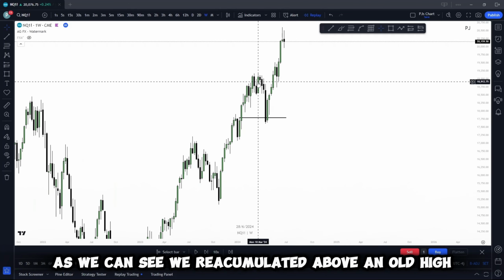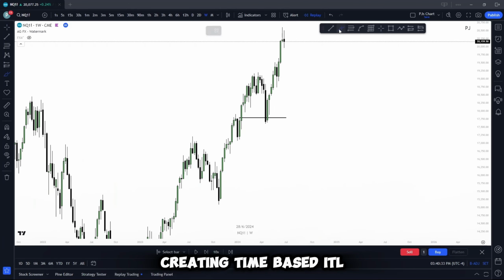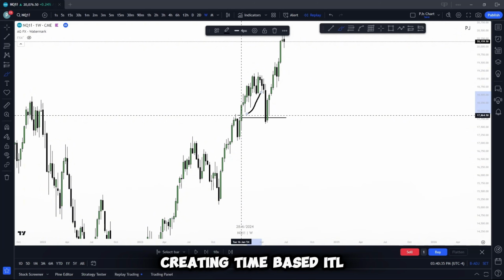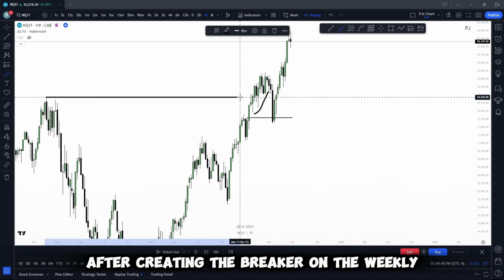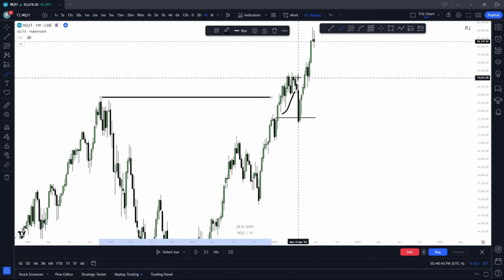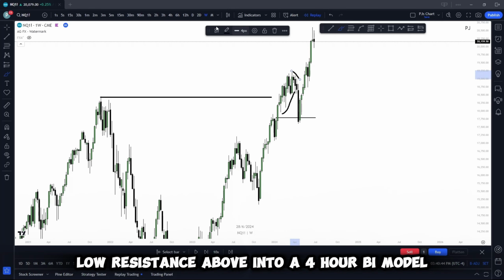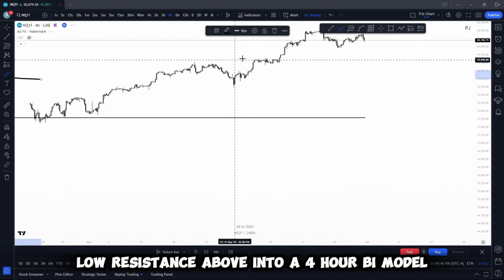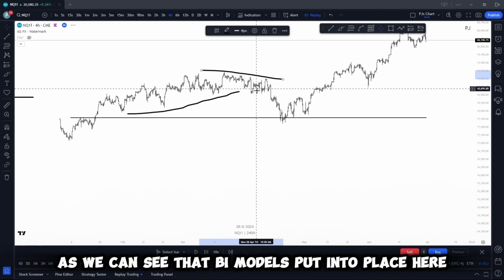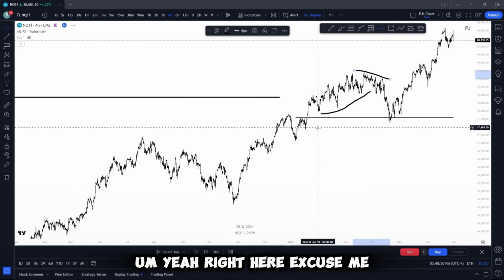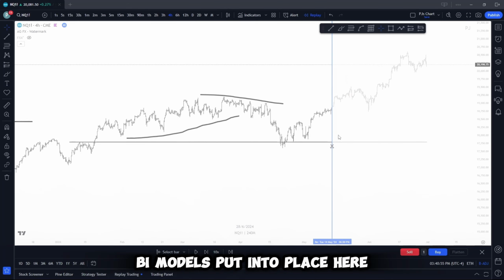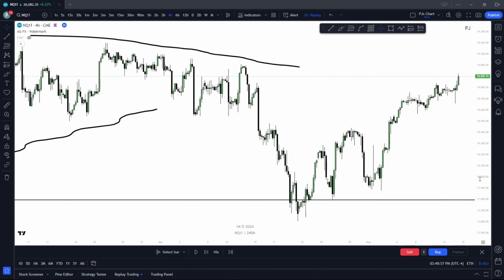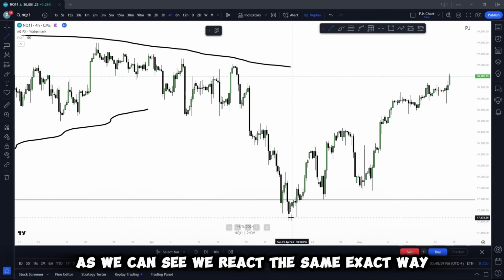As we can see, we reaccumulated above an old high, creating time-based ITL, souping into our fair value gap order block after creating the breaker on the weekly and the monthly, low resistance above into a 4-hour buy model. As we can see, that buy model is put into place here. Right here, excuse me. Buy model is put into place here. And as we can see, we react the same exact way.